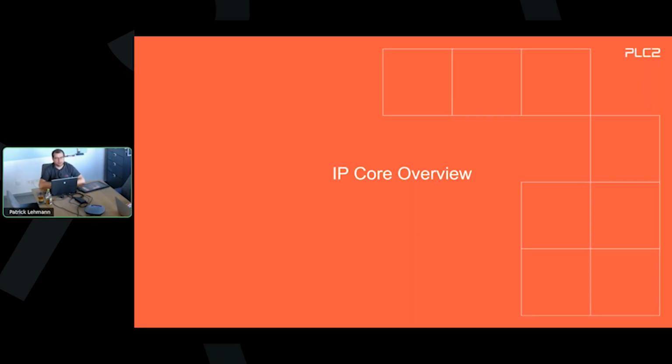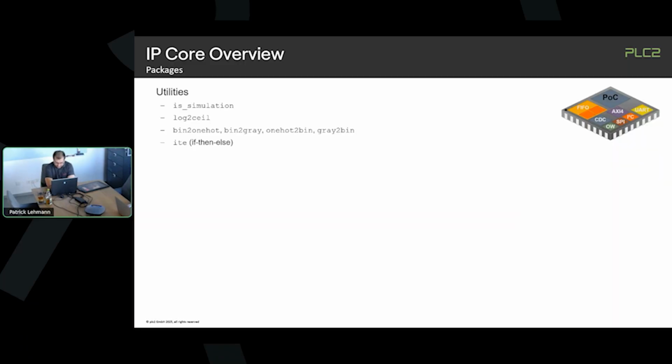Okay, so let's talk about IP cores. What do we have inside? What is the content of the PoC-Library? So first, a library always needs packages with different data types and helper functions. Just to name a few of them, to give you a rough overview, we have a utilities package, which gives you an IS_SIMULATION constant. So PoC-Library can figure out if your code is running in synthesis or simulation. And with this knowledge, we can fine-tune the internal algorithms, or we can reduce runtime in simulation.